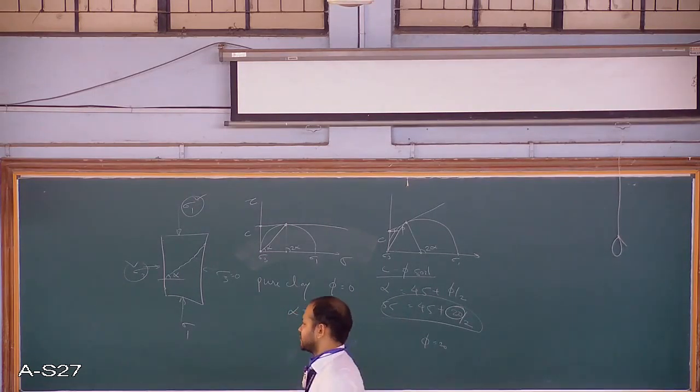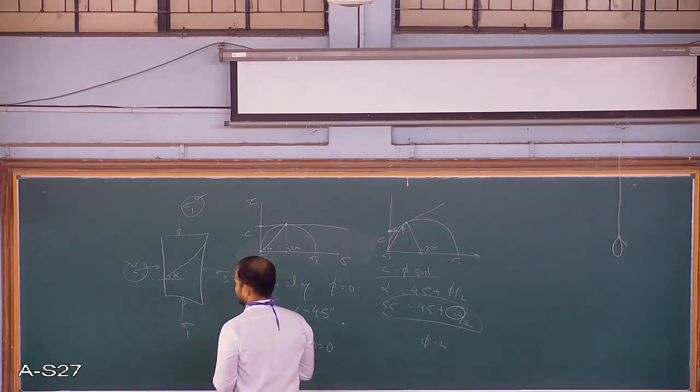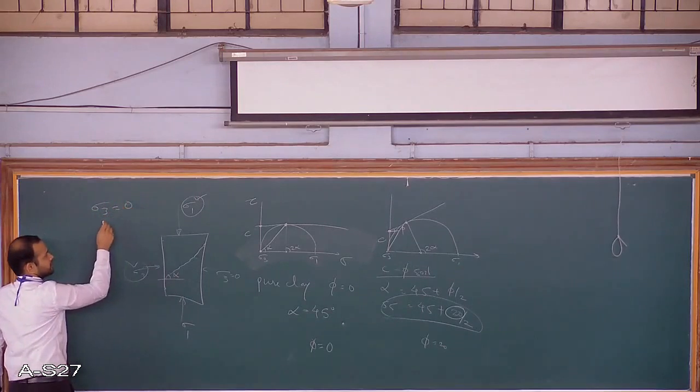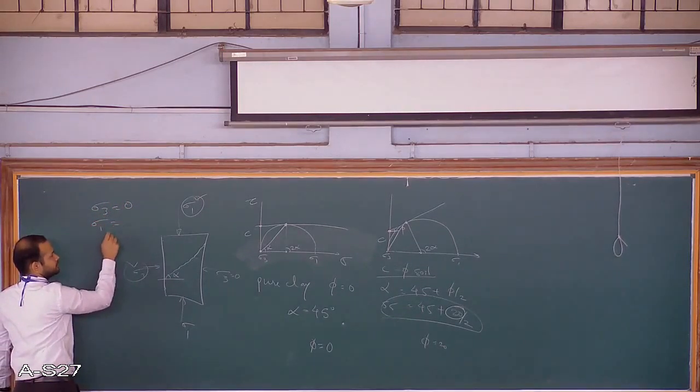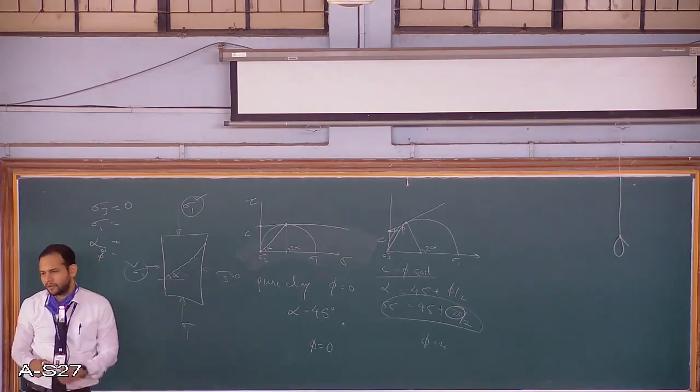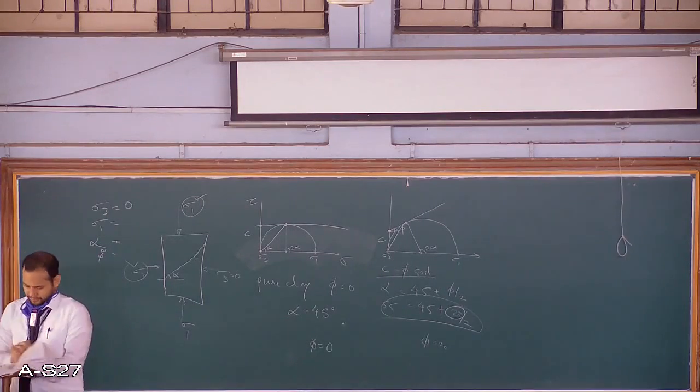I'll give you an example. You just check what values are given. I'll write it here again. So sigma 3 is 0. You always keep in your mind sigma 1 should be given and alpha or phi is given. Generally, alpha is given. Okay, I'll read a problem for you. From there, you can understand.